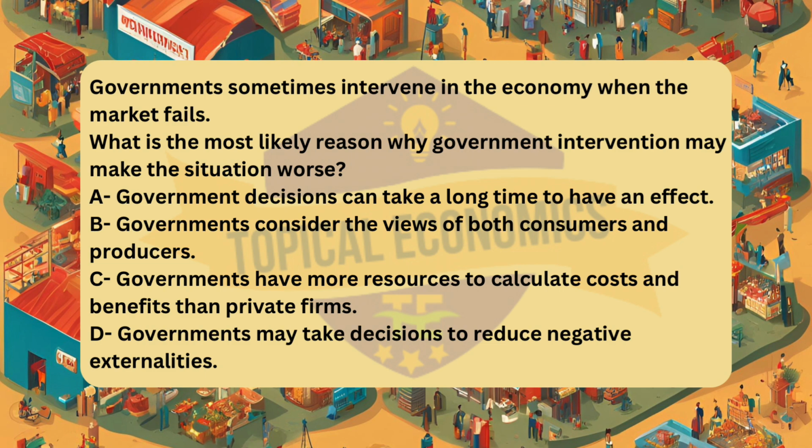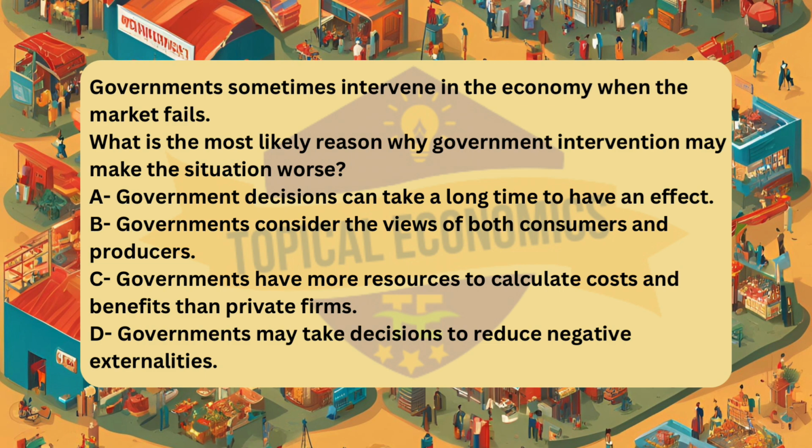The correct answer for this question is option A. Government decisions can take a long time to have an effect. Government intervention can be necessary to correct market failures, such as externalities, e.g., pollution, provision of public goods, or monopolies. However, one potential downside of government intervention is that government decisions often take time to implement.